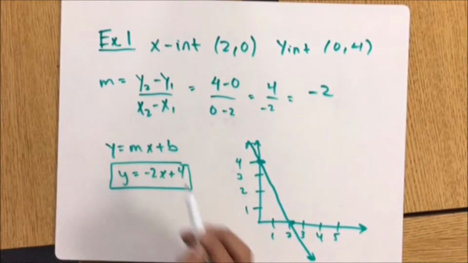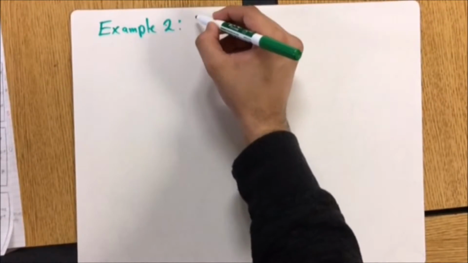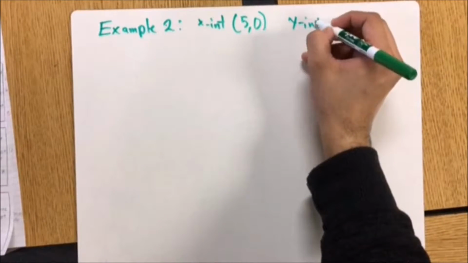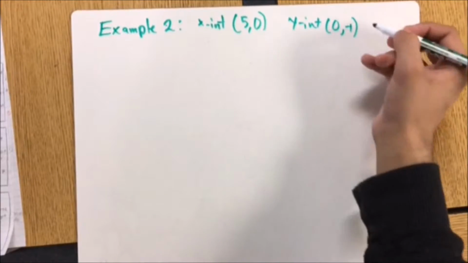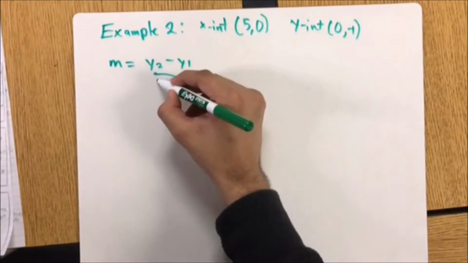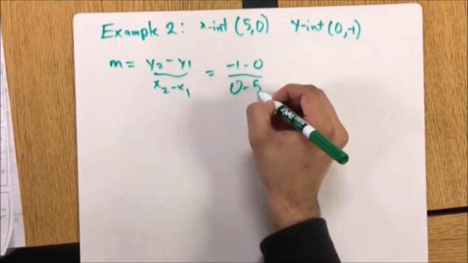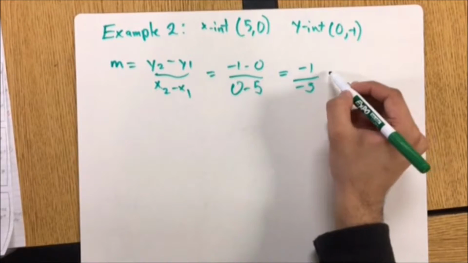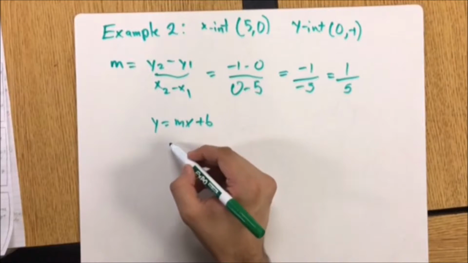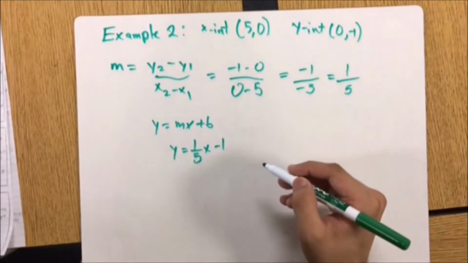So for example 2, we're going to make it a little bit harder, and our two given coordinates are x-intercept, which is (5, 0), and y-intercept is (0, -1). So same thing as before, you're going to use your slope equation, which is y2 minus y1 over x2 minus x1, and fill in the given information, simplify, and then you have your slope. So plug it into your slope-intercept formula, and there you have your equation.